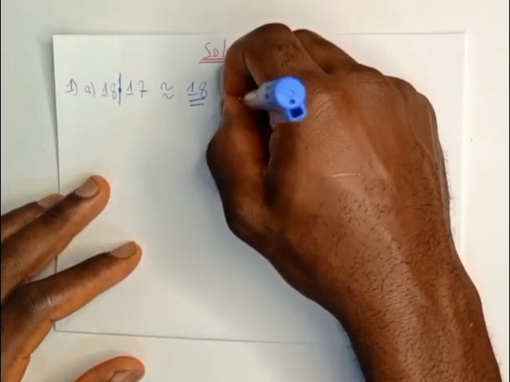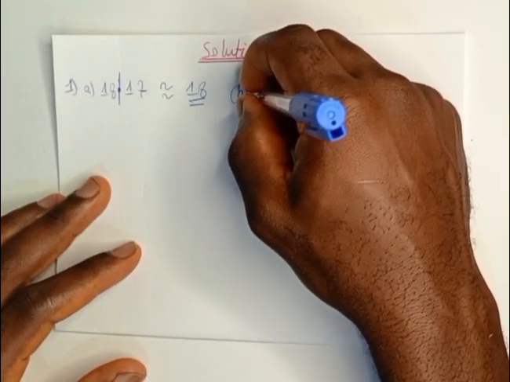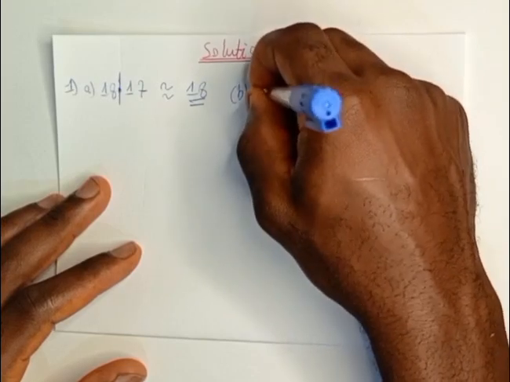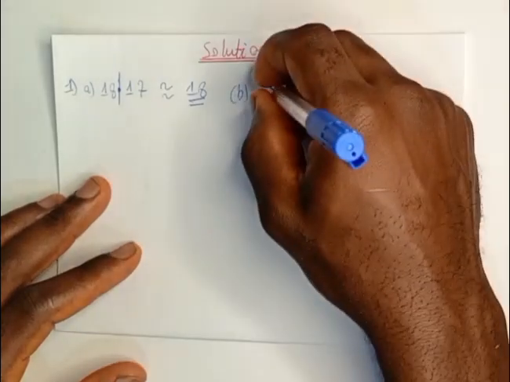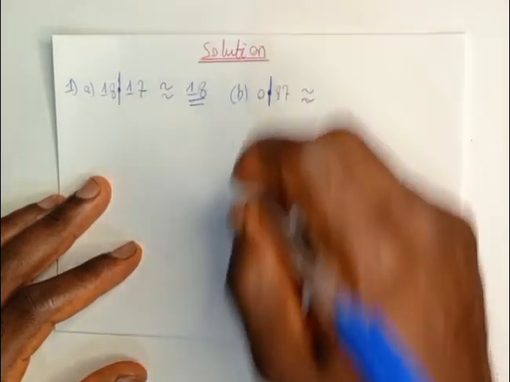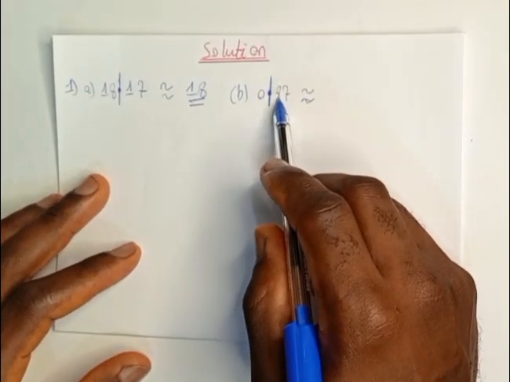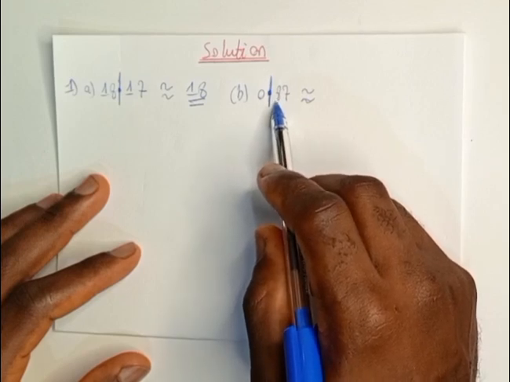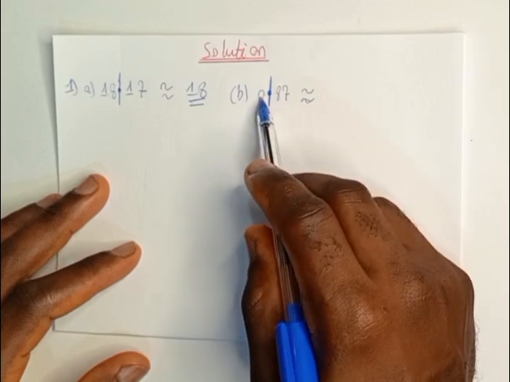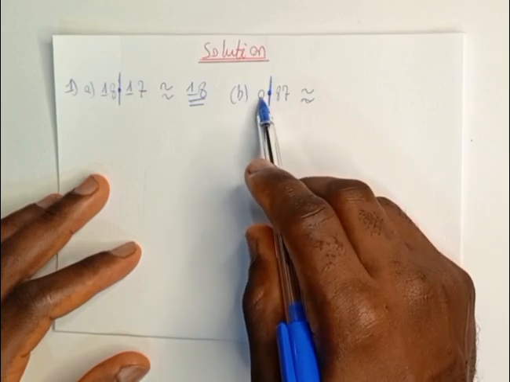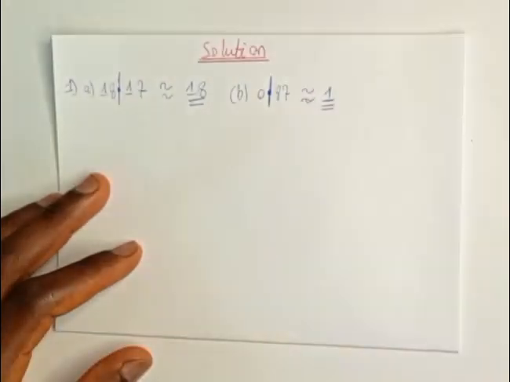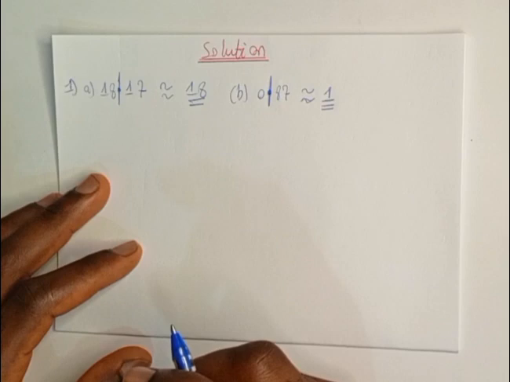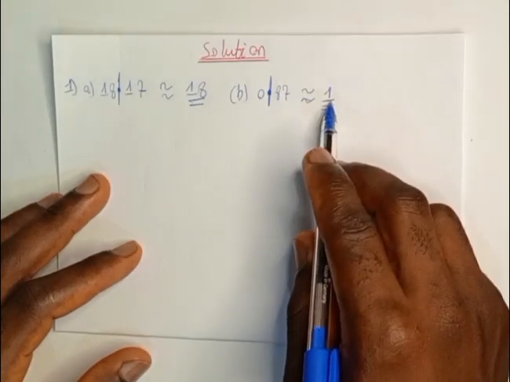We take B. For B, we have the number 0.87. To the nearest whole number, we have to round off between the digits 0 and 8. 8 is greater than or equal to 5. It is rounded up to 1. We have to add the 1 to this 0 units, and this will give us 1. Therefore, 0.87 to the nearest whole number gives us 1.